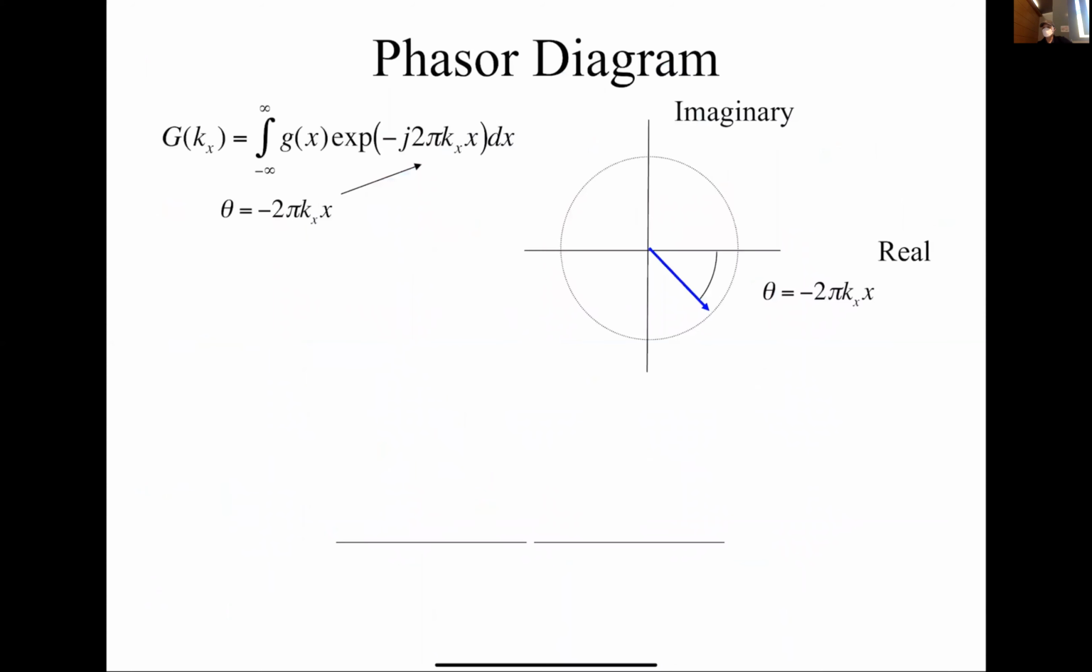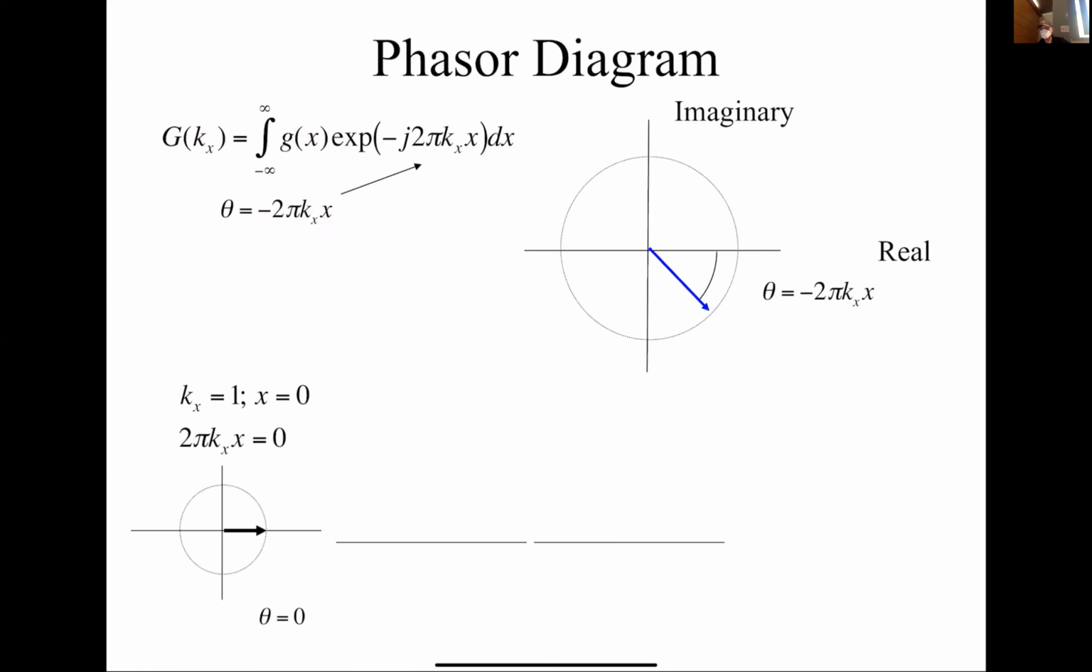And so now we want to get this into phasors because we want to start working up to how this is going to do our Fourier transform for us. So remember, the Fourier transform of any function g of x is just e to the minus j 2 pi kx x multiplied by a function g of x, and then integrating all that. So this term here is just theta equals minus 2 pi kx x. So what does that term look like?